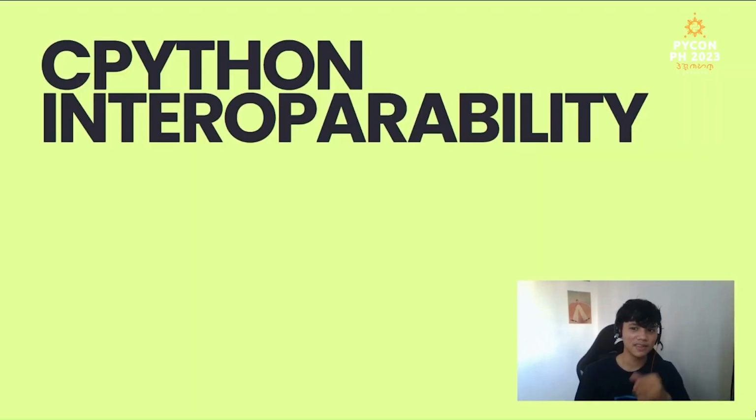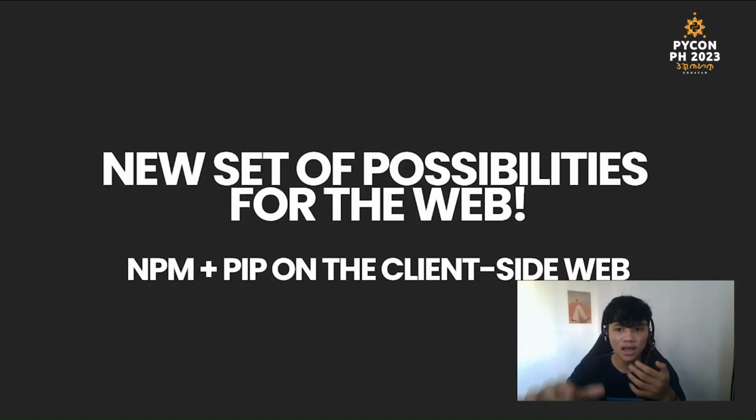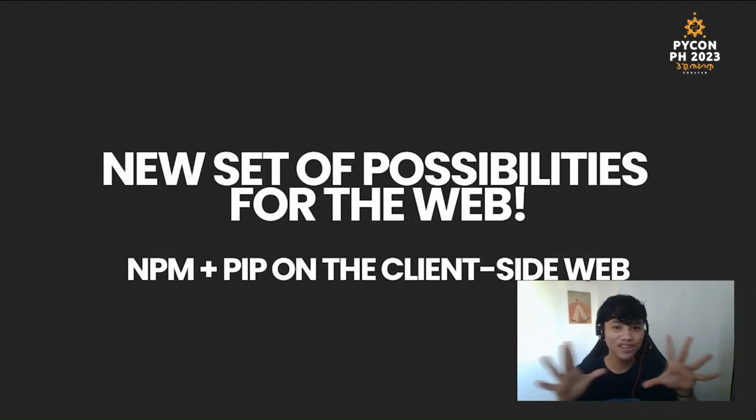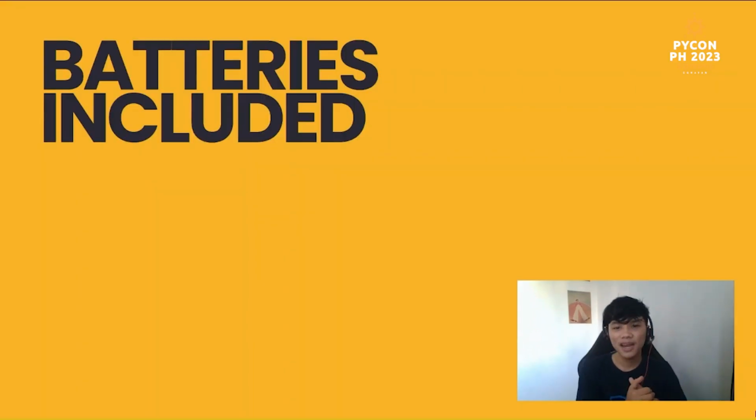Now, CPython interoperability. Developers can use, though limitedly, CPython packages on the client-side web. Imagine using Python packages on the client-side web itself, where you don't have to set up a server or an API to interact with Python. It's already out of the box, right? That opens up a new set of possibilities for the web, especially when you can use Python and npm packages at the same time and they can communicate with each other. It's pretty awesome. And it's batteries included. PyFire has routing, state management, etc. that allow it to create a fully functioning web application.